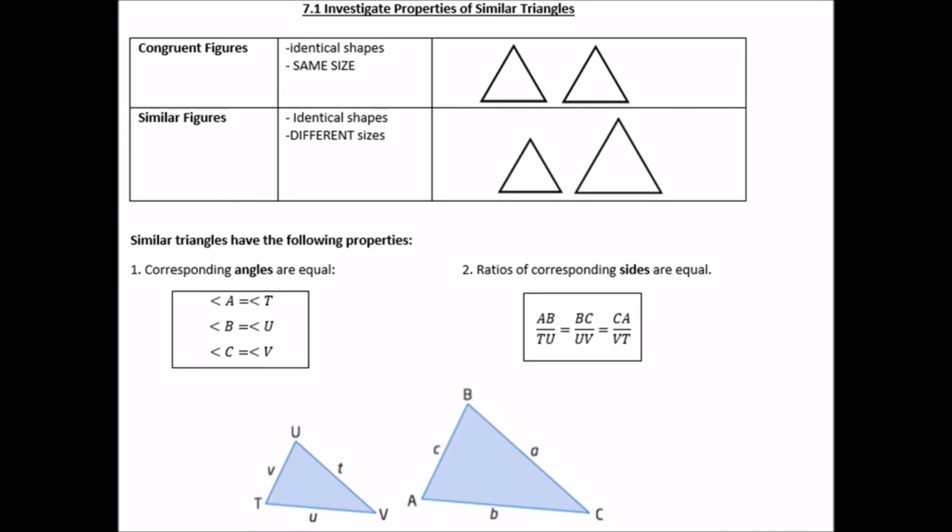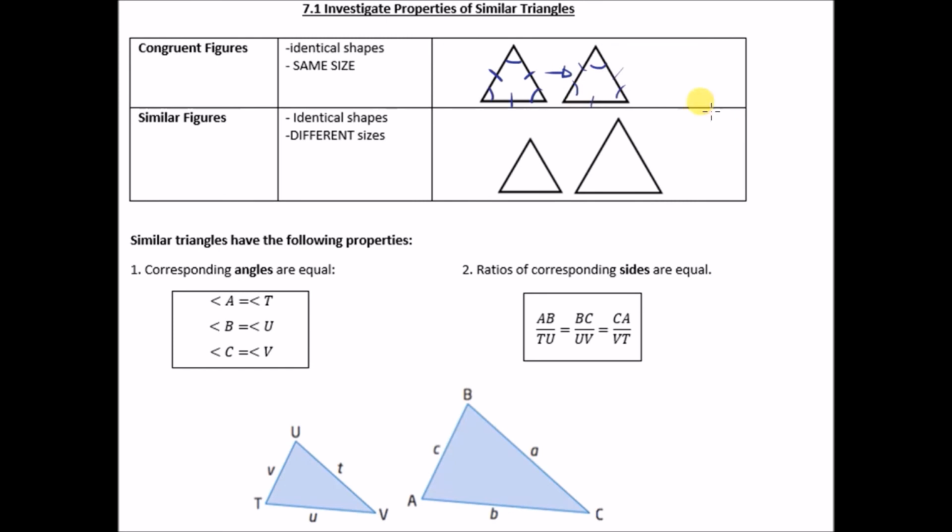Okay, 7.1 is investigate properties of similar triangles. So in this section, we're going to touch on congruent and similar figures. Congruent means it's the exact same shape and the exact same size. So all of the angles are going to be the same, but also all the side lengths are going to be the same as this one.